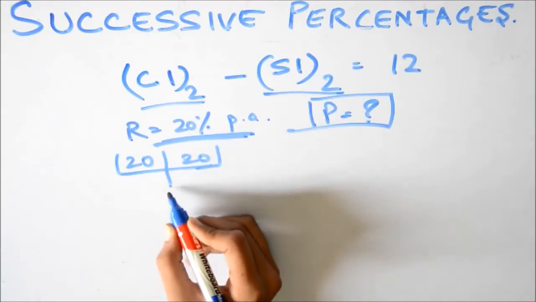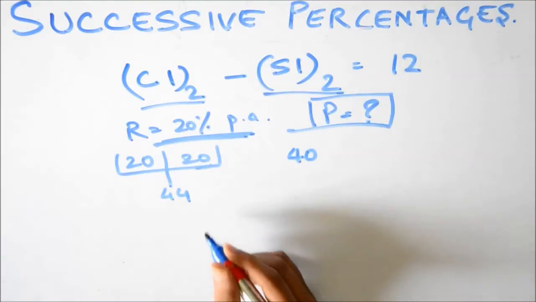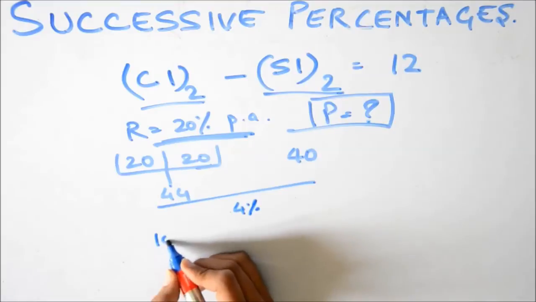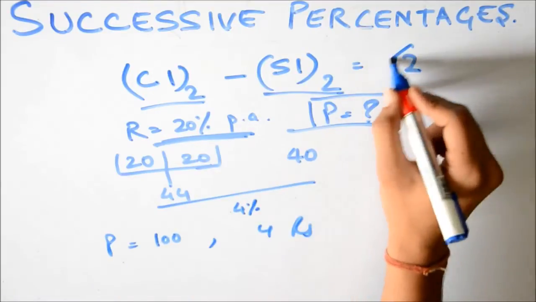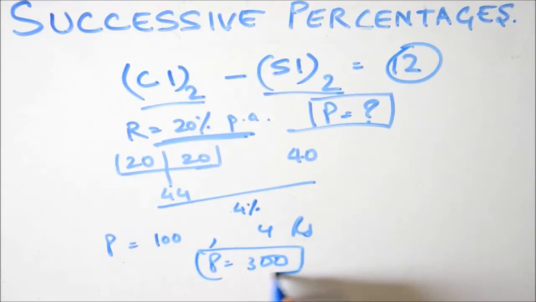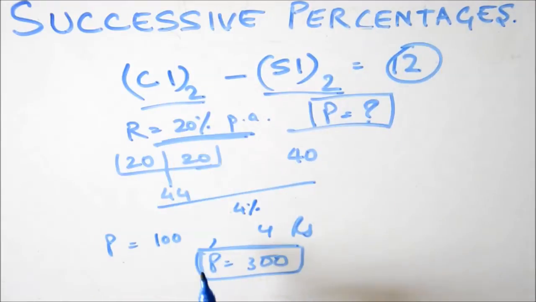What is the final percentage? 44. For simple interest, it's simply 20 plus 20, 40. So the difference is 4%. Now you know, if P is 100, the difference is 4 rupees. Since we have 12 rupees, we know that the principal should be 300. So you need not calculate anything. Simply using the concept of successive percentage, we have calculated P easily, right?